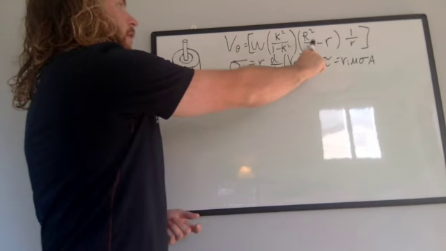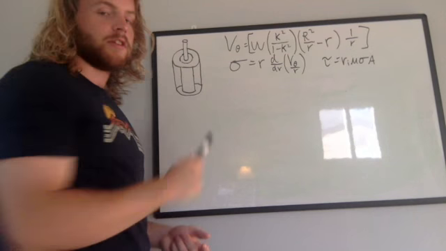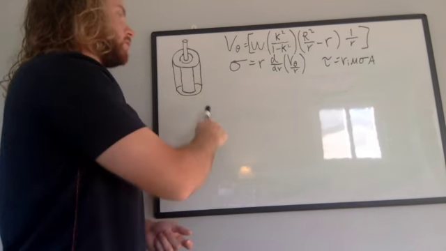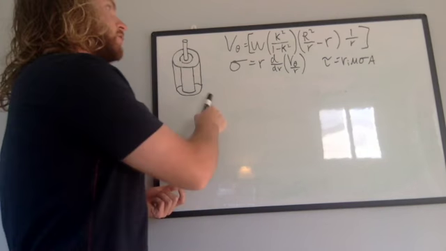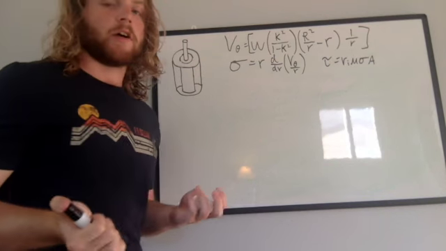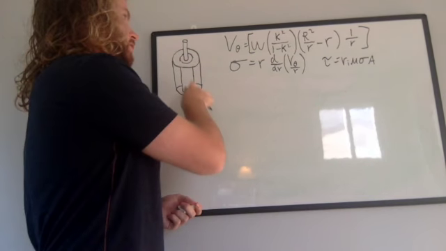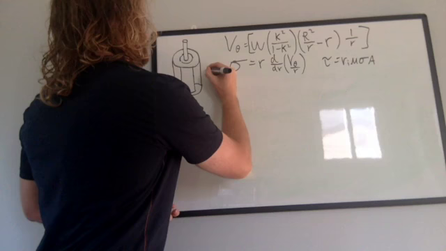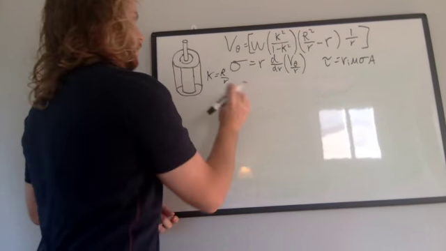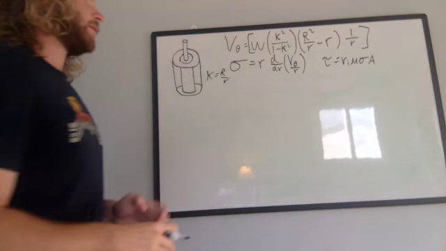This little r is going to be the radius of the inner cylinder, and this big R is going to be the radius of the outer cylinder. And K is pretty much just going to be a ratio of the outer radius to the inner radius. So K is just big R over little r. That's what these K's over here mean.